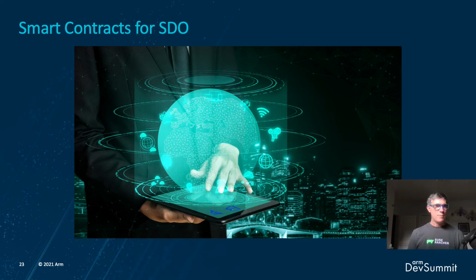So this might be a stretch for some, but I think we're going to see some blockchain implementations. I think smart contracts for things like secure device onboarding or device intra-networking will be really valuable.